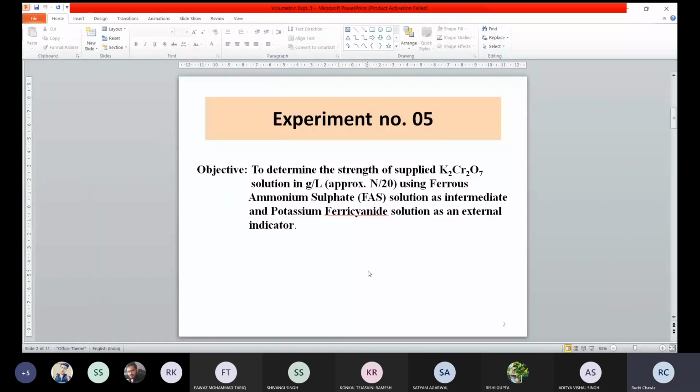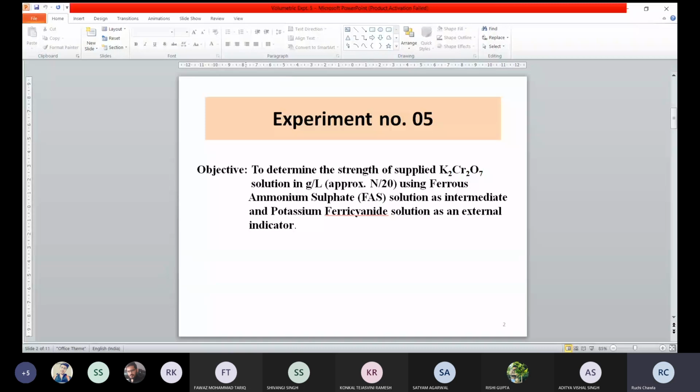Is slide number 2 visible to everyone? Yes, ma'am. So the slide is visible to you. You can very well see that the objective for today's experiment is the determination of the strength of supplied potassium dichromate solution using ferrous ammonium sulfate as an intermediate and potassium ferricyanide as an external indicator.